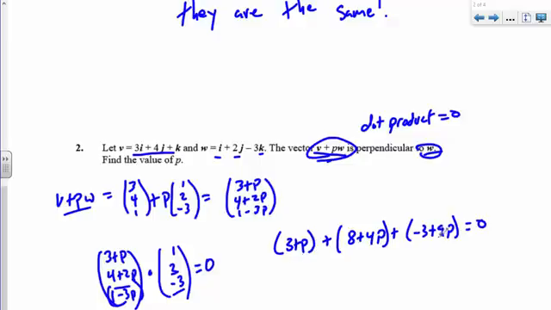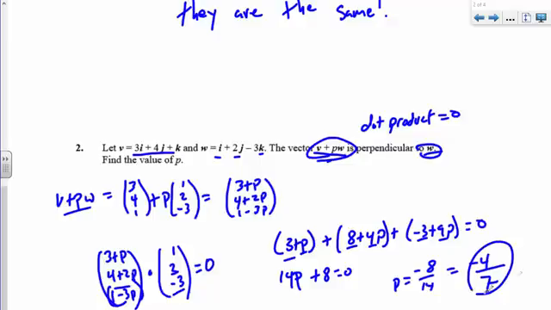So let's add the p's. We got 9, 4, and 1. That would be 14p. And then we got 3, 8, and negative 3. So this is just 8 equals 0. That means p is equal to negative 8 over 14. And most people will call that negative 4 over 7. So this is the answer for p that they ask you for. Or you could have put this. I would have given you credit for either one. And we move on.